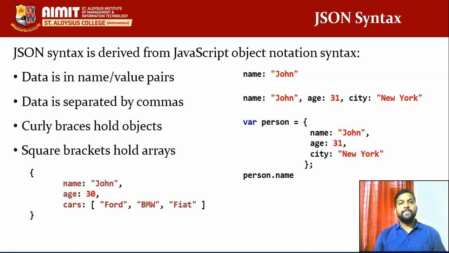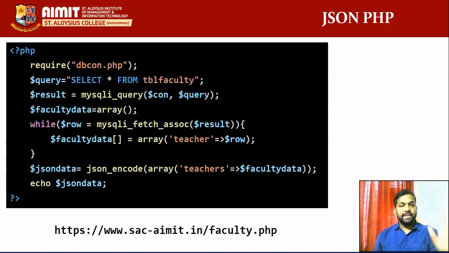Now what I am going to do is, I've already written a small PHP code which is written on the server, and I have hosted it already. So I'm going to show you the code which I've written. And please note the location where I've written the URL of the file. So you have a faculty.php in which I put so much of code, and this code fetches data from the internet, which means we have a sac-AIMIT.in website.